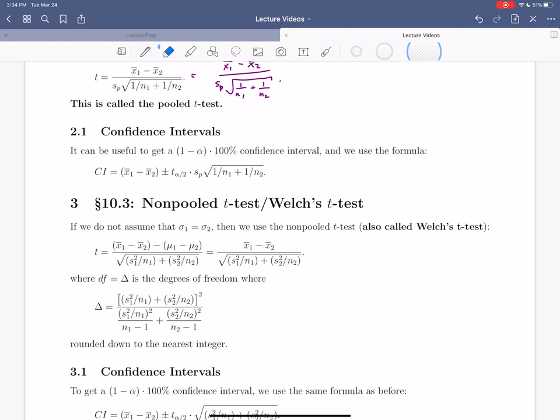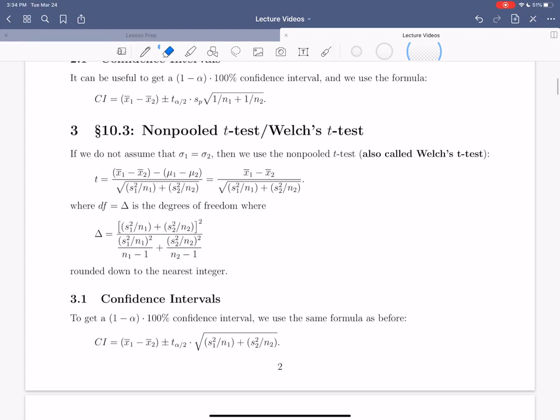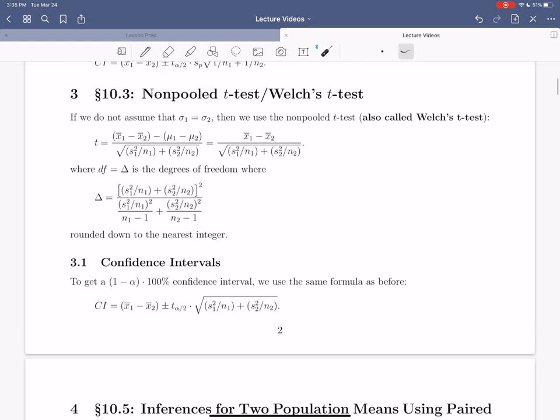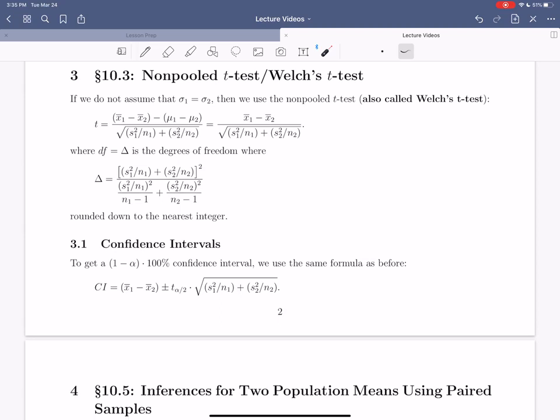If we are not assuming that the underlying populations have the same standard deviation, then we use what's called the non-pooled t-test. It's named after someone who pioneered it, called Welch's t-test. That's what R actually refers to it as, Welch's t-test. And here, we're not necessarily assuming that the population standard deviations are different. We're just not assuming that they're equal.